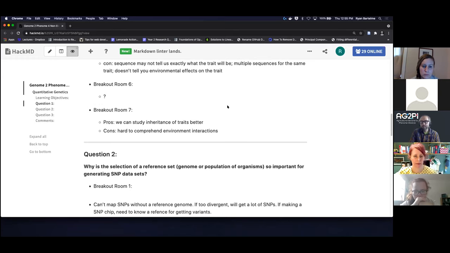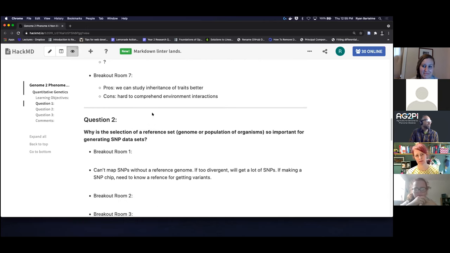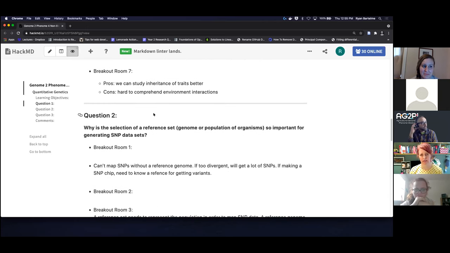Breakout room six, I just had a question about a question. Breakout room seven, there are pros, we could study inheritance of traits better, and the cons is it's hard to comprehend environmental reaction or interactions.